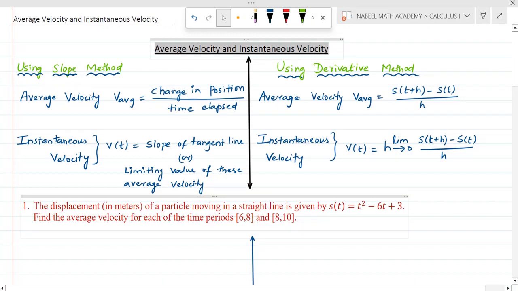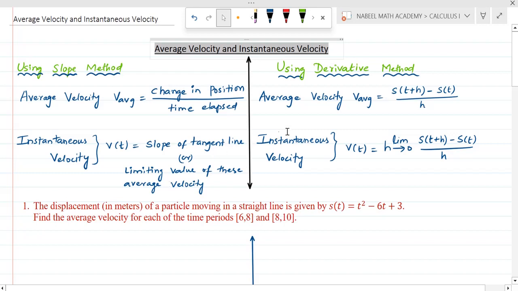In this video, we are going to discuss average velocity and instantaneous velocity. It can be solved using two techniques: the slope method or the derivative method. Average velocity is given by the change in position over time elapsed, and instantaneous velocity is the slope of a tangent line, or the limiting value of the average velocity.